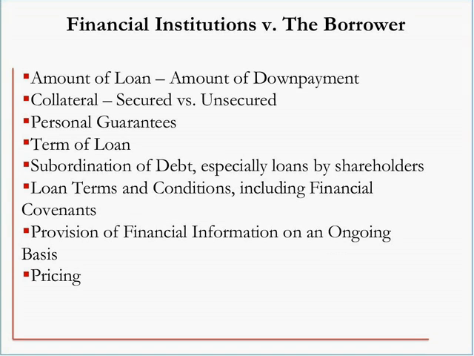Provision of financial information on an ongoing basis. Again, I'm never going to ask you for information that you shouldn't already have. We're just asking for stuff that you should have. A lot of times it can be contentious. And last but not least is pricing. Everybody wants prime or something less than prime, and we may try to charge something more than prime. You can haggle over that too.